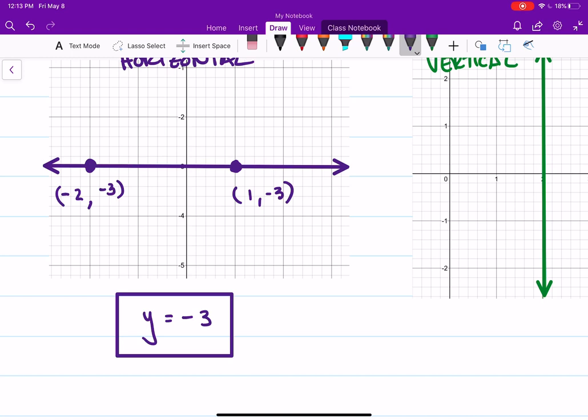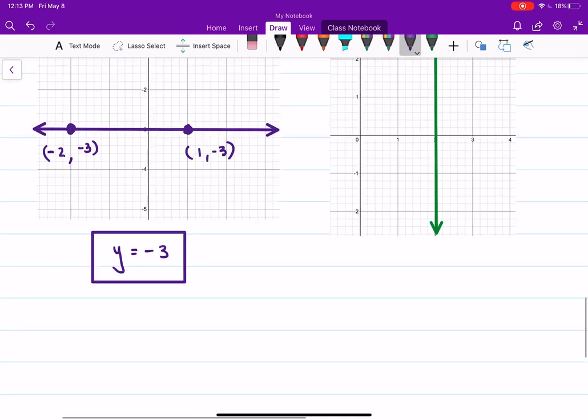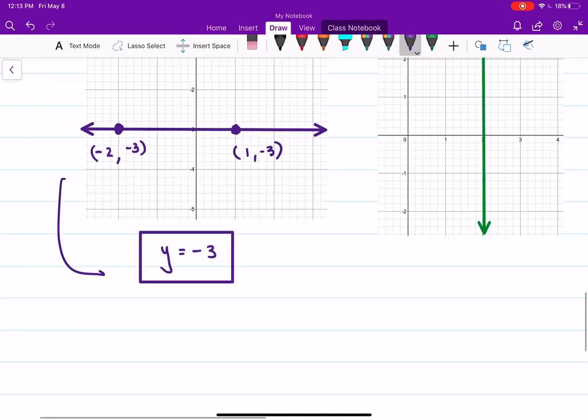It's y equals -3. Pretty simple, right? Now, same thing. You've got to be able to go both ways here. You've got to be able to take a line and write the equation of it, and also be given an equation and be able to draw that line. I would do exactly the same thing.